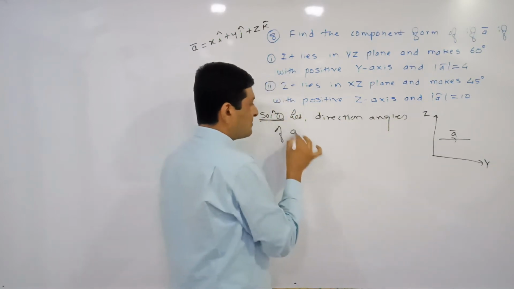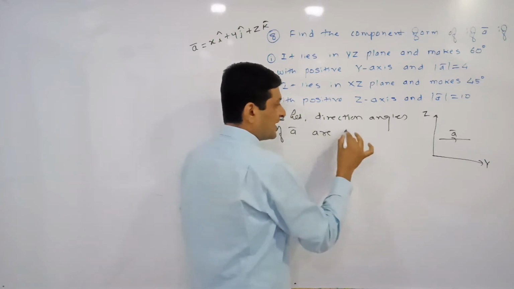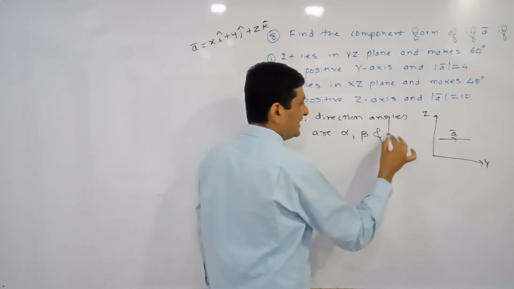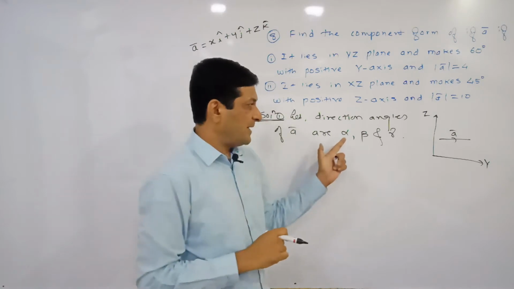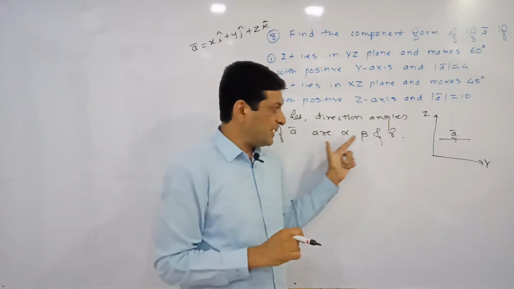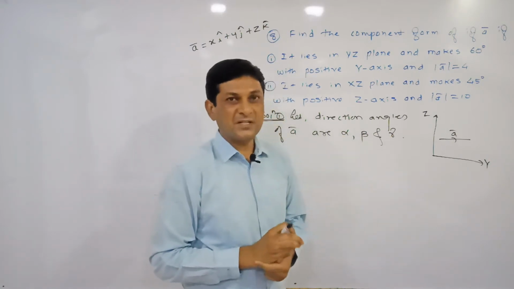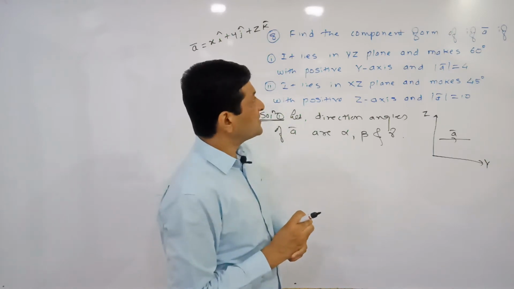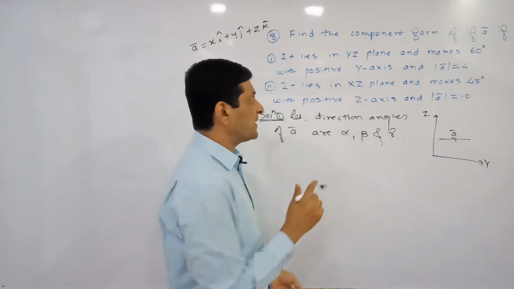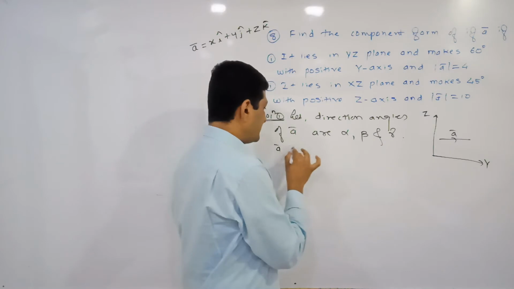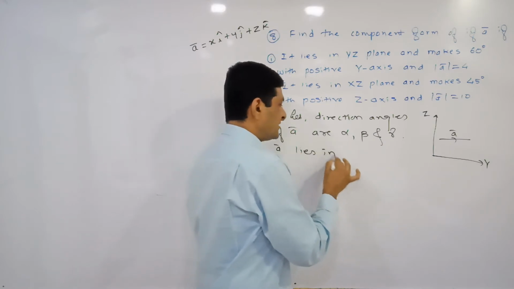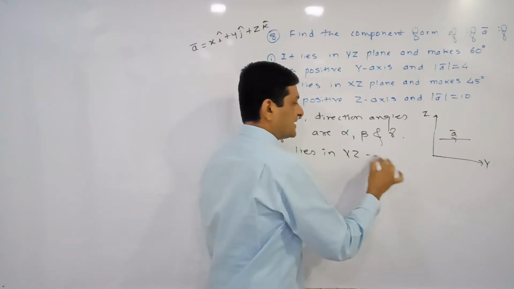So here we suppose that the direction angles of A bar are alpha, beta and gamma. Meaning alpha is the angle made by A bar with x axis, beta with y axis and gamma with z axis. And again it is given to us that A bar lies in YZ plane.